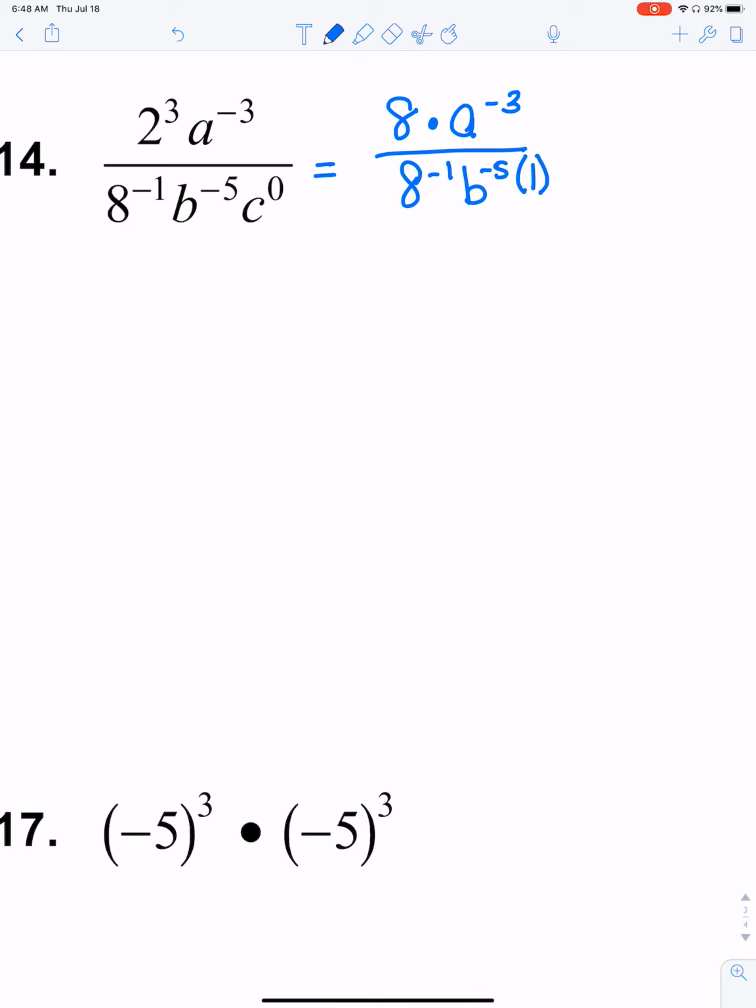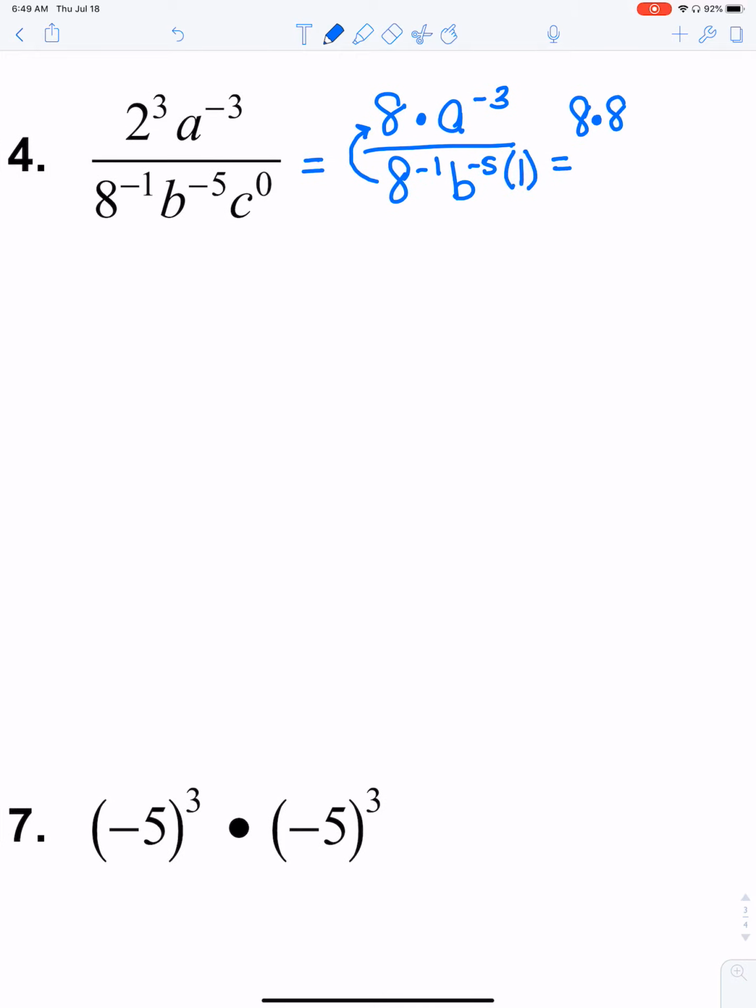Okay, now this b to the negative 1 needs to be brought to the top. So I'm going to do that first. So it's going to become 8 times b to the negative 1 when brought to the top is just 8 times a to the negative third over b to the negative fifth times 1 is just b to the negative fifth. Okay? Now, 8 times 8 I know is 64, a to the negative third over b to the negative fifth.